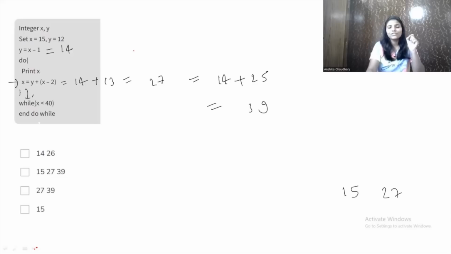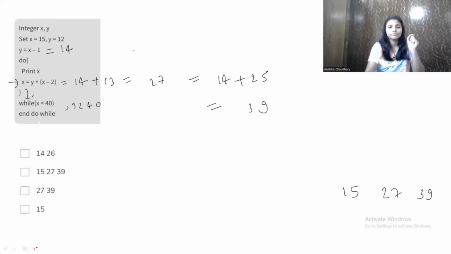Now we will again check while x is less than 40. So 39 is less than 40. So the condition is again true. We will again come into the do while loop and we will have to print x. So what is the last updated value of x? X is 39. So we will print 39.